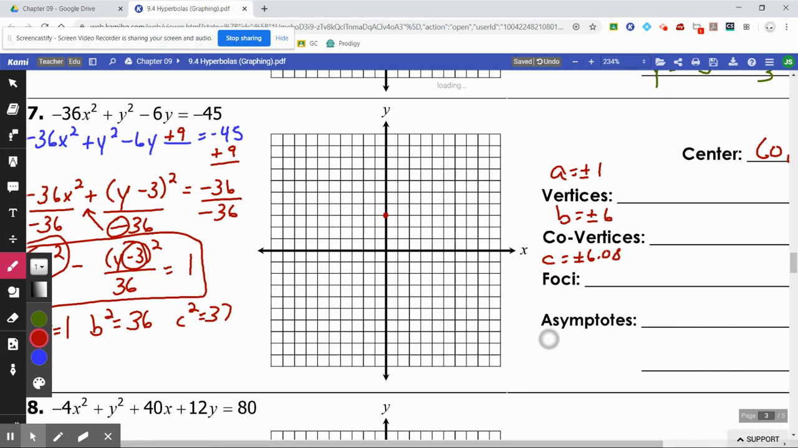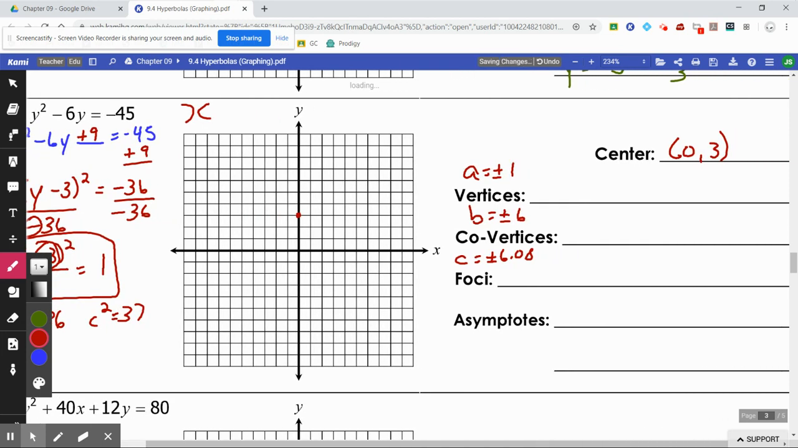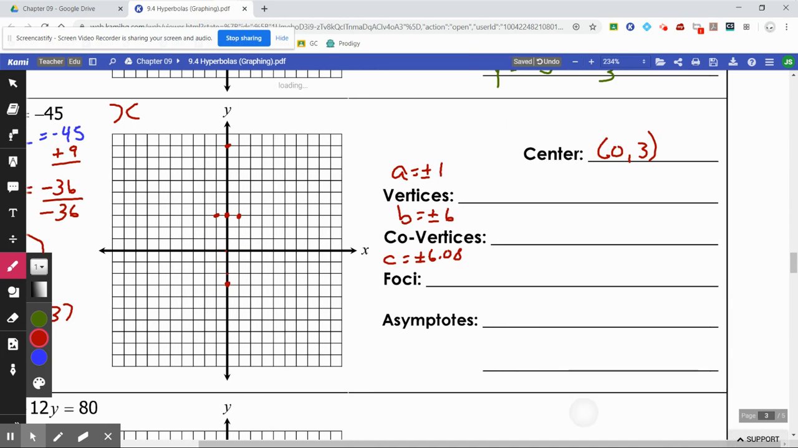Your vertices, since the x is listed first, this is going to be a horizontal hyperbola. So your vertices are going to move right 1, left 1. Co-vertices up 1, 2, 3, 4, 5, 6, and down 1, 2, 3, 4, 5, 6. We can actually just do plus and minus 1, 3 for our vertices, and then we'll write the co-vertices out. That'd be at 0, 9, and 0, negative 3.